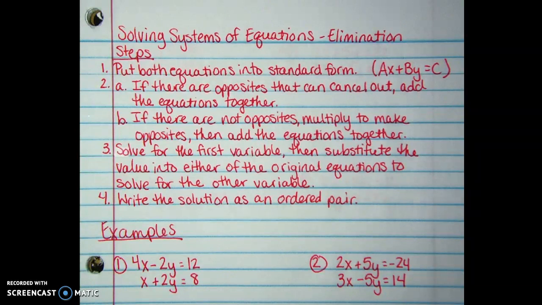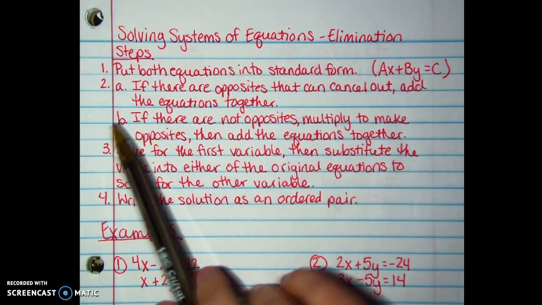So step 1, you need to put both equations into standard form, and so that is ax plus by equals c. And both of them need to line up with the x's on top of each other, y's on top of each other, and the constants on top of each other. And you can see examples down here that they are in standard form.